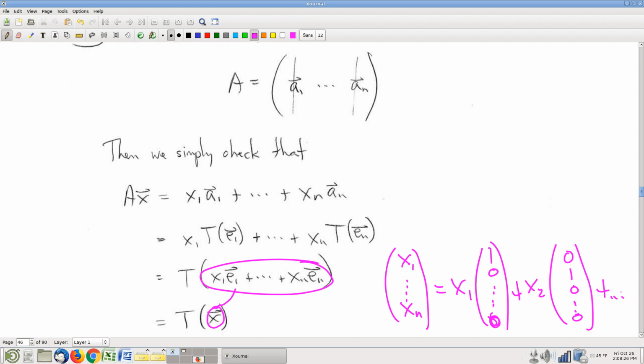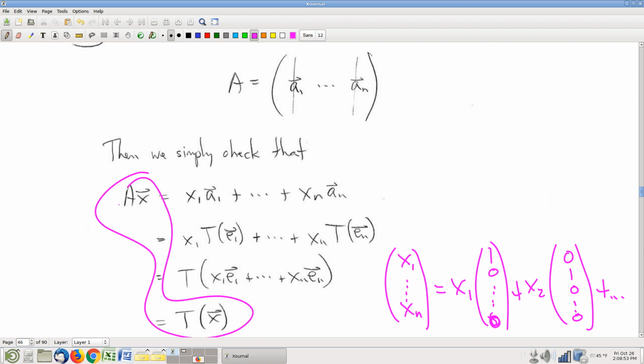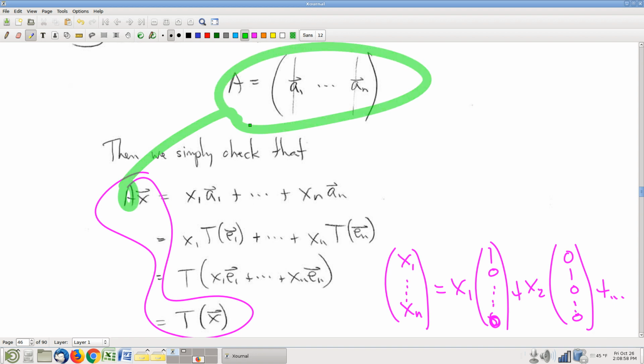You may remember this fact from way back in chapter 1. This is one of the nice things about the standard basis vectors. Standard basis vectors have the feature that when you take a linear combination of them, the coefficients in the linear combination are the coordinates of the resulting vector. How about that? Okay, and so proof done. As required, this matrix set up in that way represents the linear transformation.